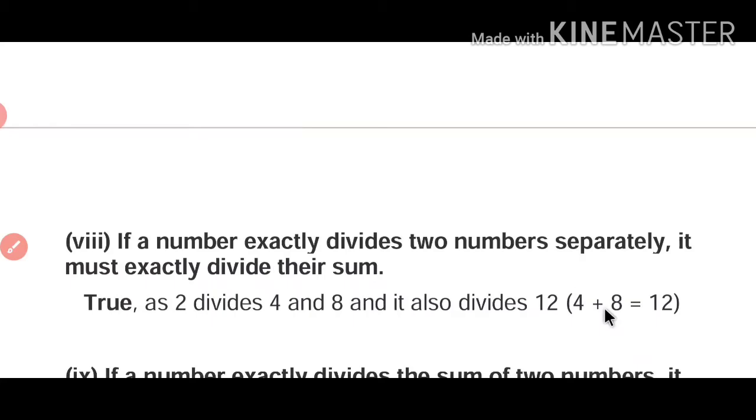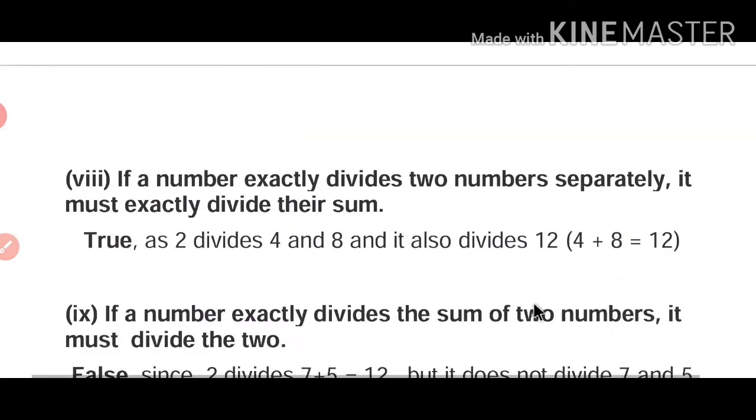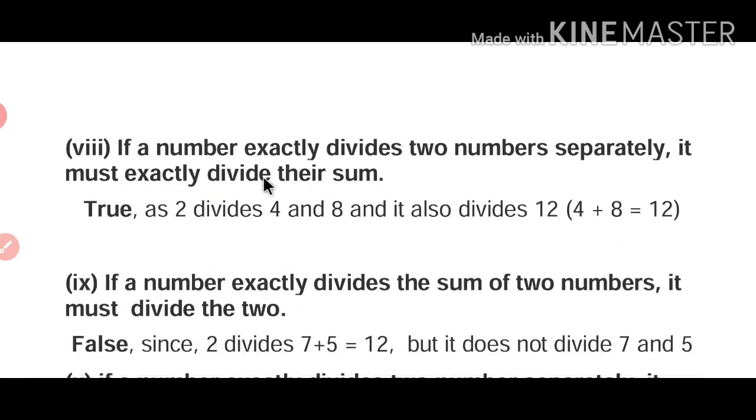Here you have to check the answers by taking some examples. Next one, eighth one. If a number exactly divides two numbers separately, it must exactly divide their sum. You can see by property 3 that if two given numbers are divisible by a number, then their sum is also divisible. So it will be true.